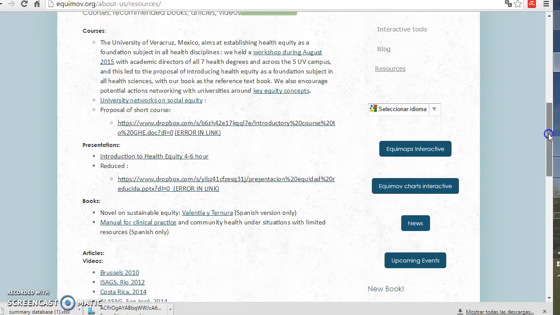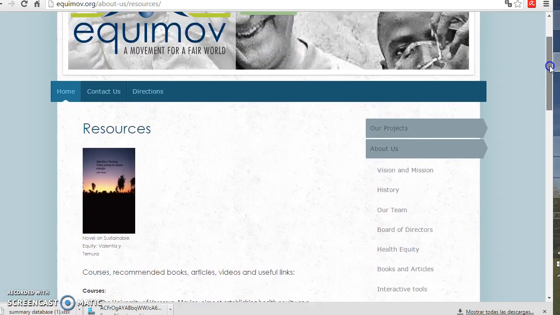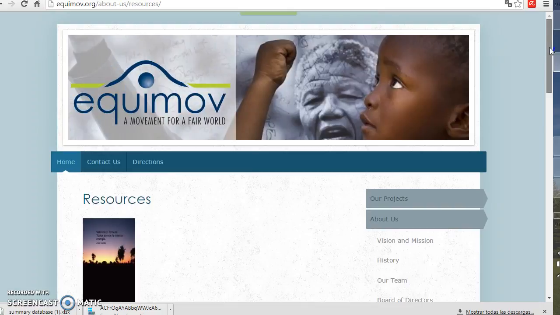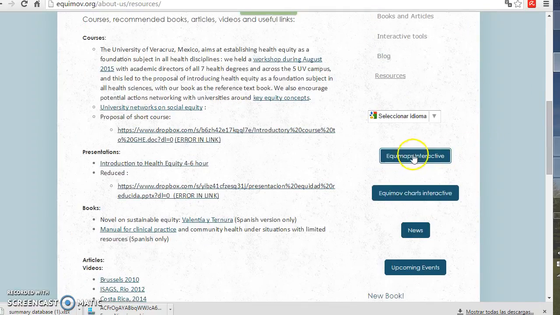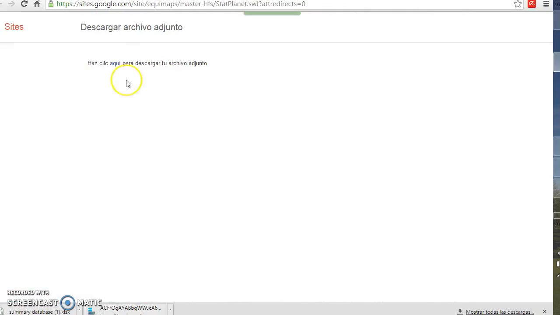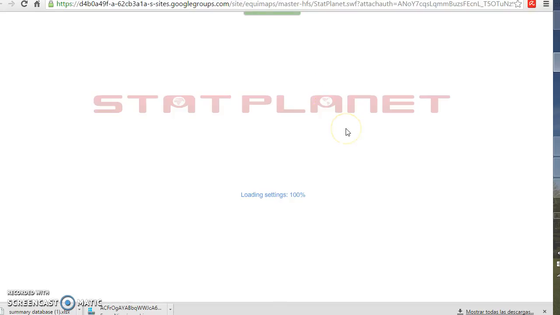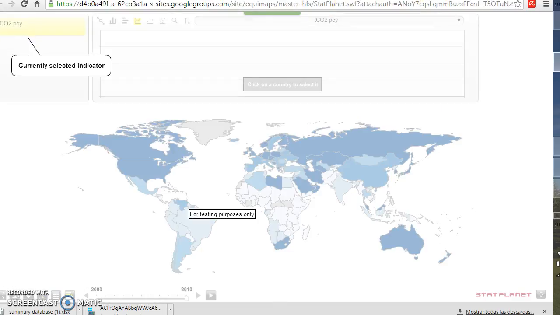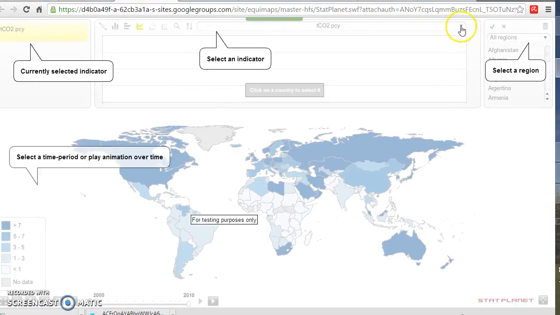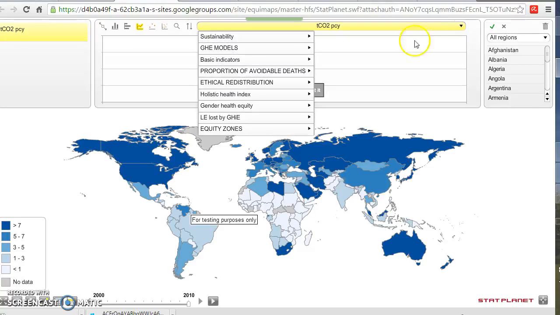Hello, so this is a video tutorial to help you use the Equimaps interactive tool on our Equimov webpage as usual. Click on the interface, and once the Stat Planet software is opened, you go to the central bar and go to the chapter of equity indicators called Equity Zones.